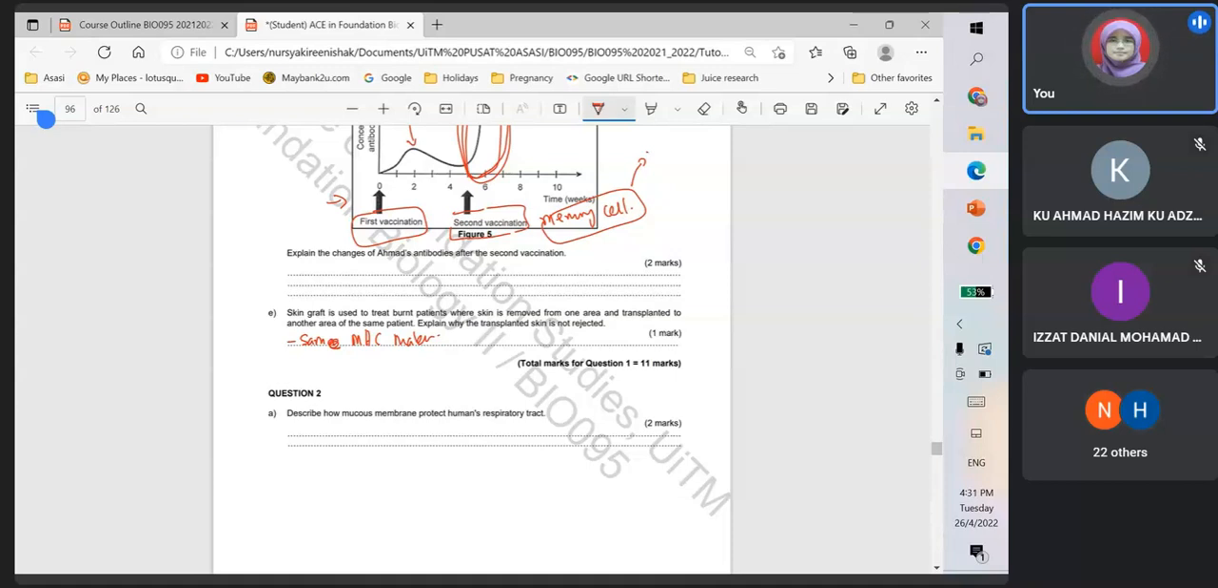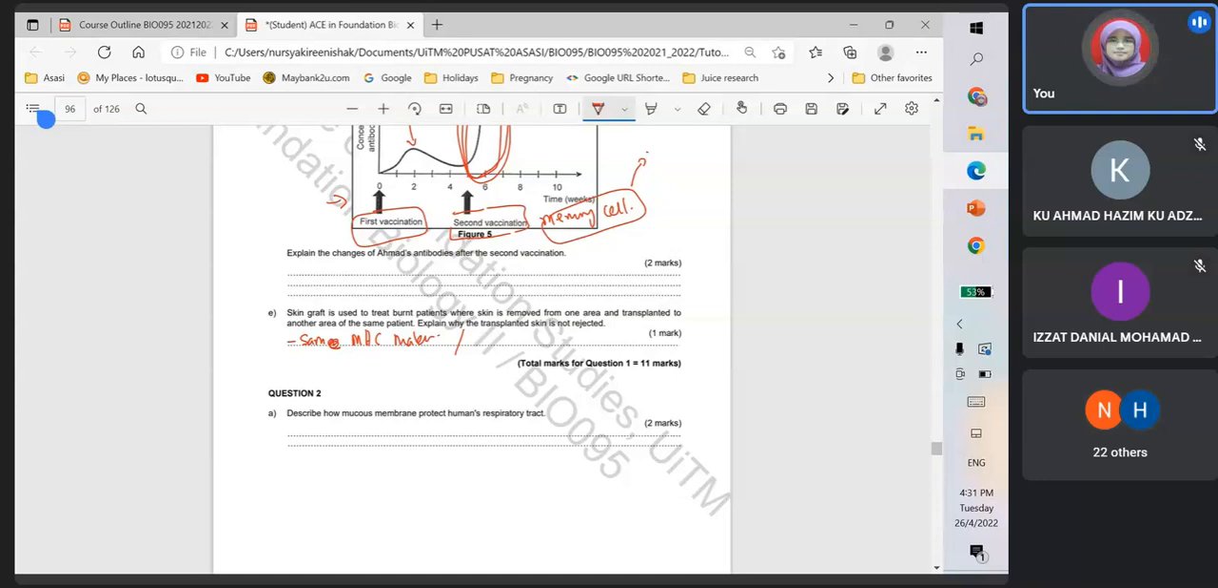Dia daripada orang yang sama je kan. Kulit daripada peha transfer ke tangan lah contohnya. Okay, has self antigen ataupun same antigen as the damaged skin. It comes from the same person pun boleh juga. It comes, the transplanted skin comes from the same person.